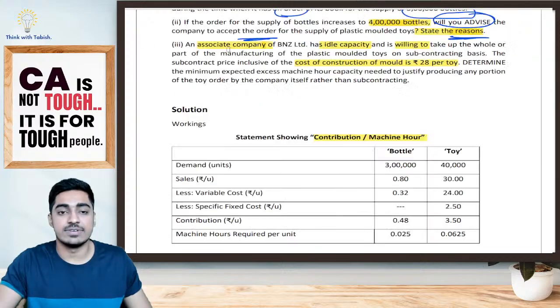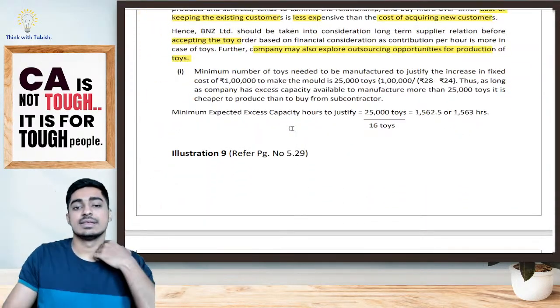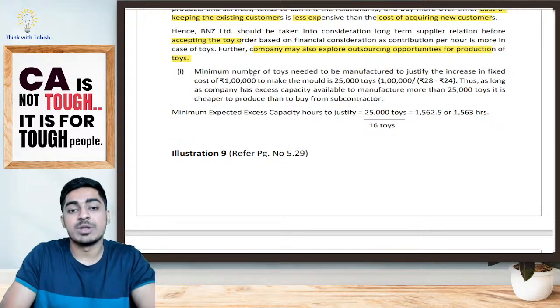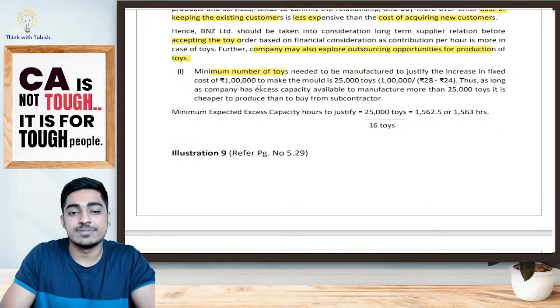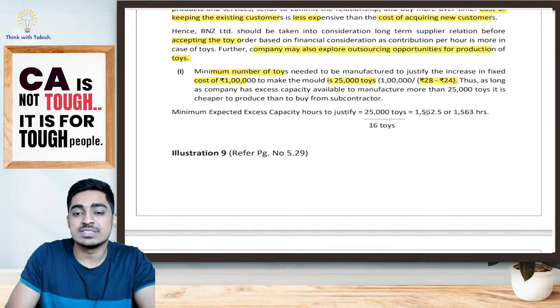That is what is given here. So let us look at the answer. The minimum number of toys required to justify: extra cost 1 lakh we have, saving 4 rupees per unit, 25,000 toys we want. So for 25,000 toys, how much hours is required?